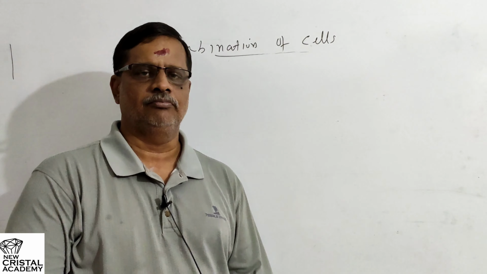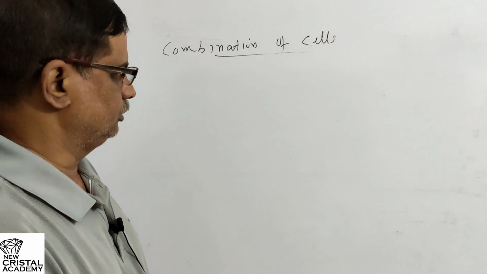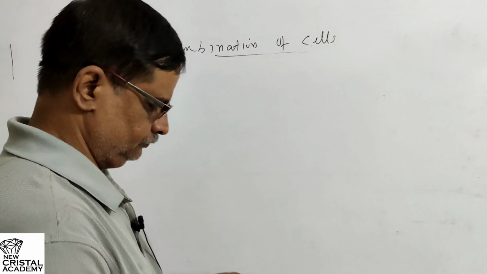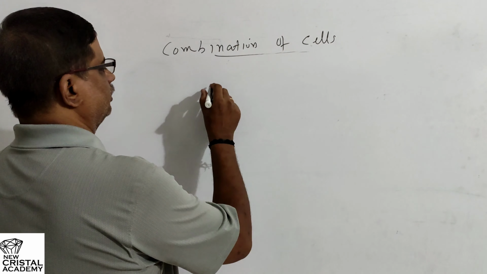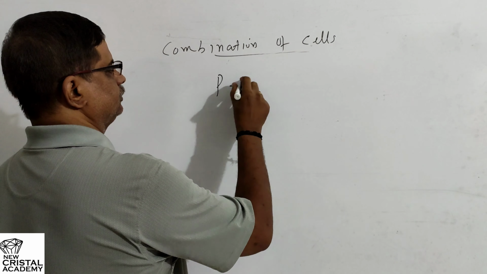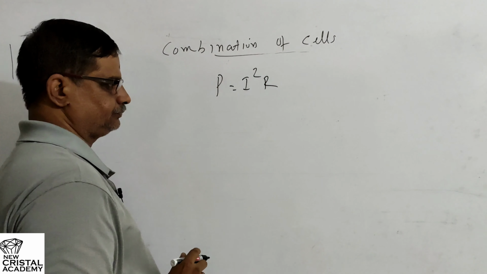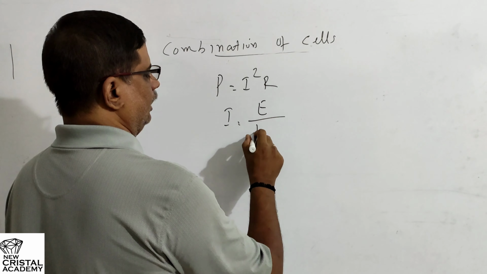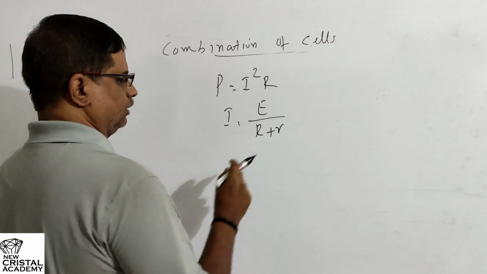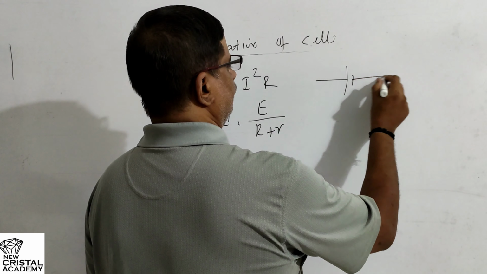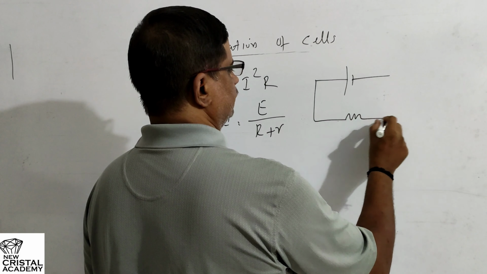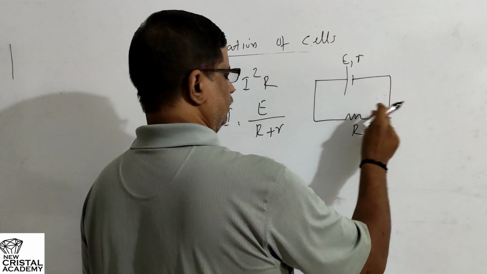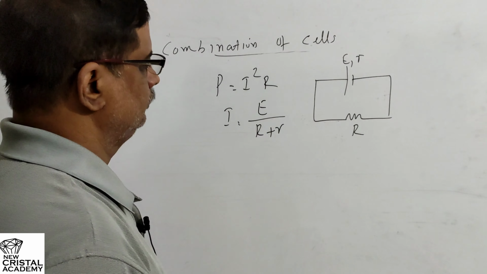We now discuss some points about the power delivered by a cell or the power dissipated in an external resistor. The formula for the power dissipated in an external resistor is P equal to I square R, where I equal to E by R plus r, and R is the external resistance. So we have a cell of EMF E, internal resistance r, connected to an external resistance capital R.